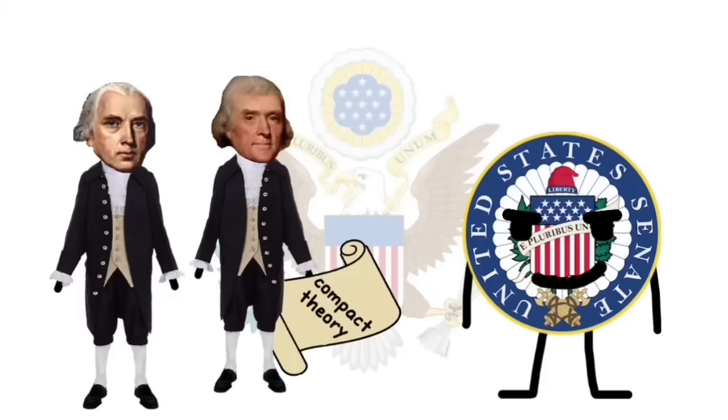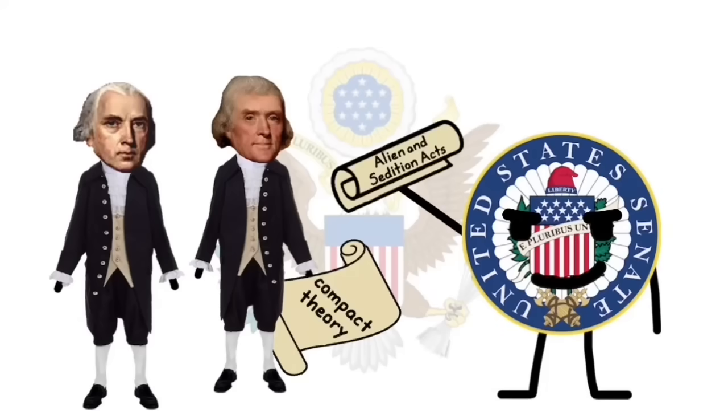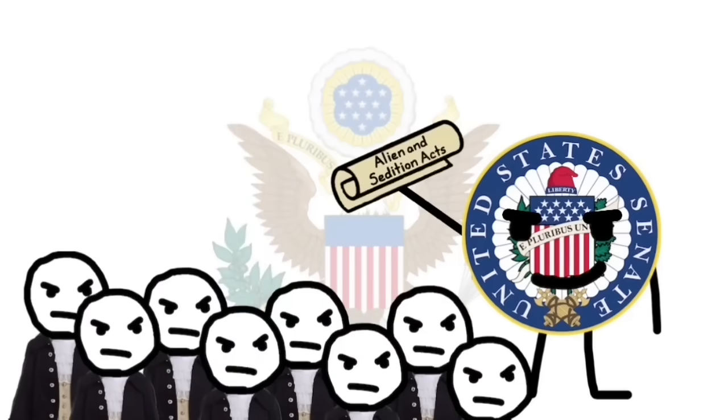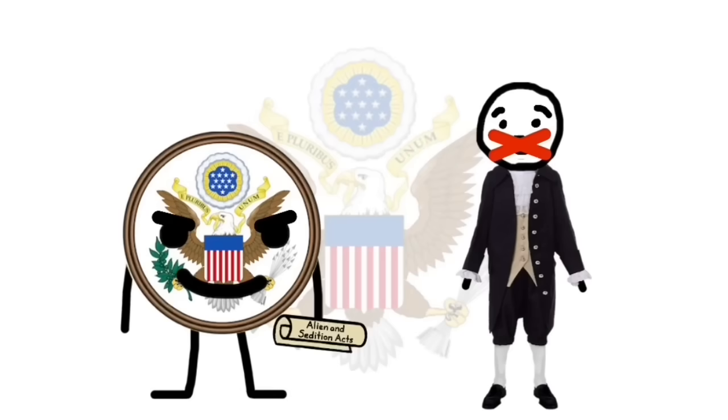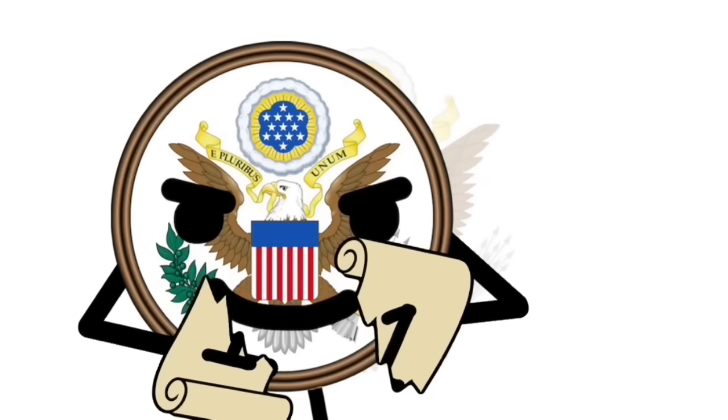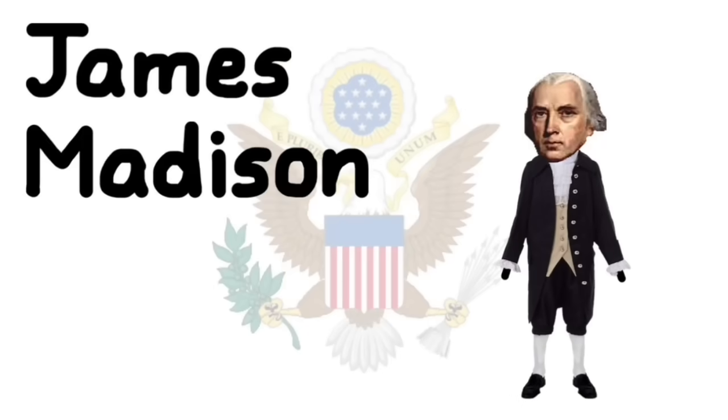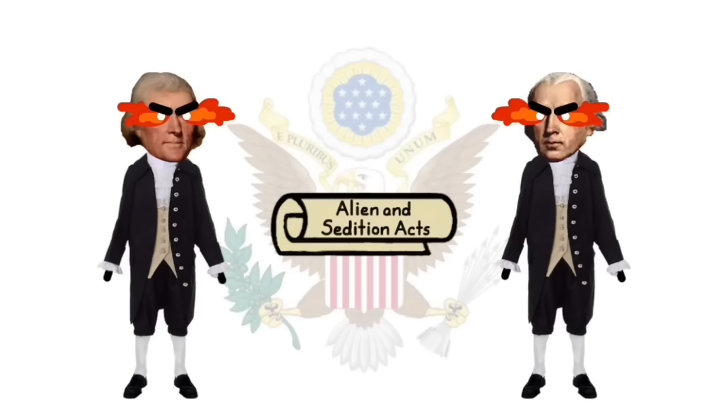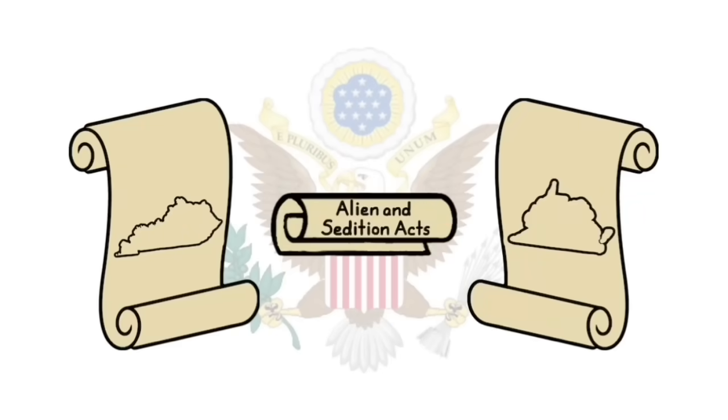Compact theory originated in the 1790s as a response to Congress's passage of a set of laws known as the Alien and Sedition Acts. These laws were highly controversial because they effectively criminalized criticizing the government and were used to prosecute the government's political opponents, a pretty blatant violation of the First Amendment. Thomas Jefferson and James Madison were especially outraged by this, so the two of them anonymously wrote the Kentucky and Virginia resolutions, which argued that states could and should oppose these laws.